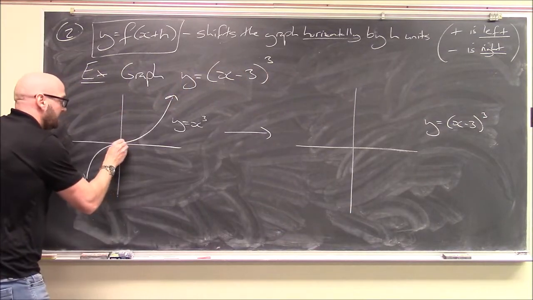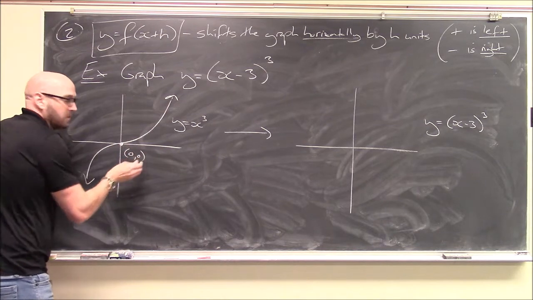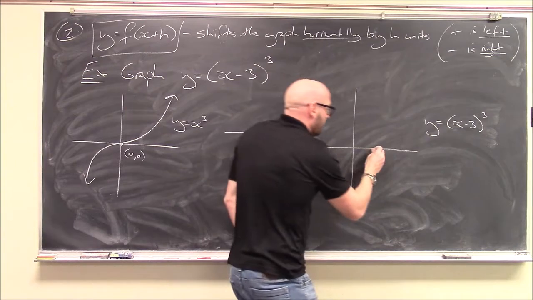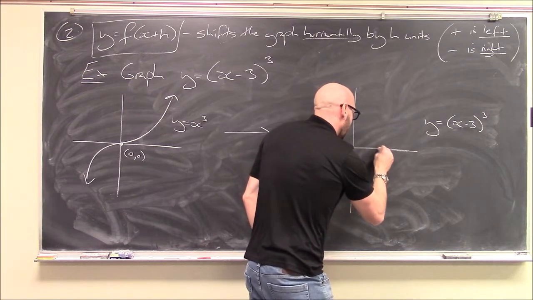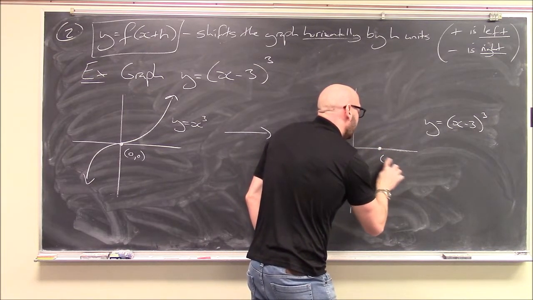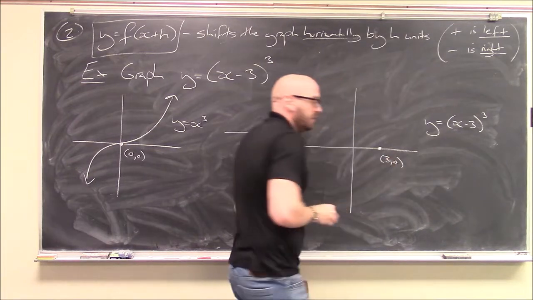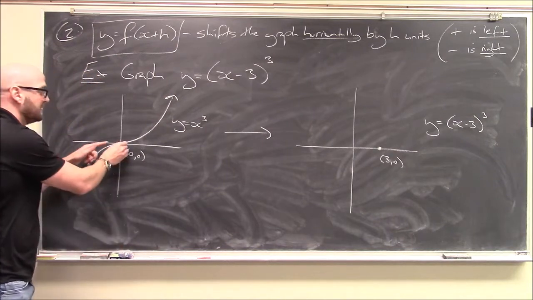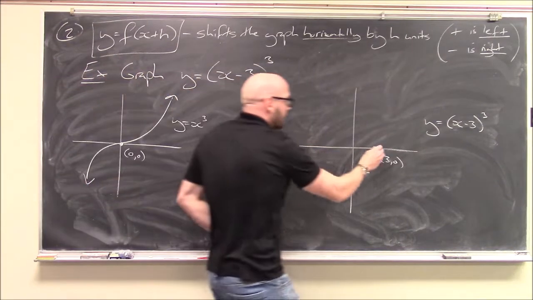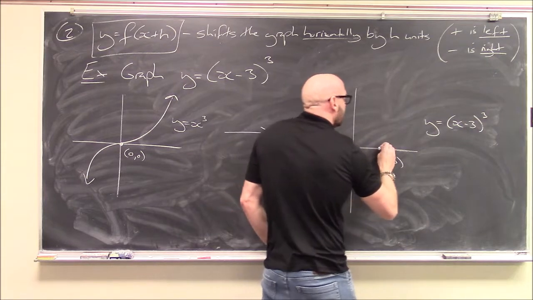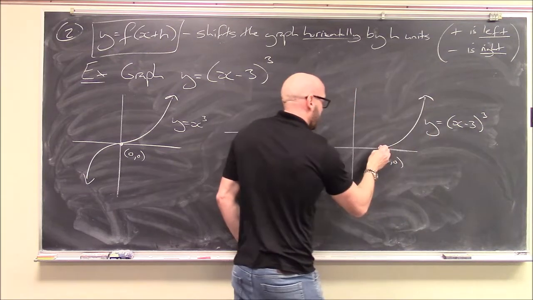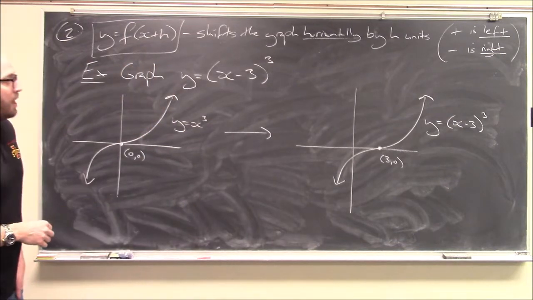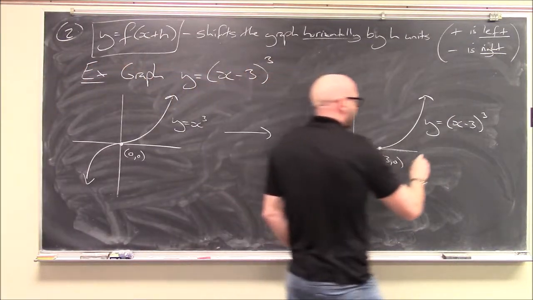So once again, I'm going to start with the origin here. I know it passes through the origin at 0, 0. So if I shift this to the right 3 units, this origin is going to go to 3, 0. And now I just have to draw the exact same shape, the exact same picture, but with my origin shifted. So this graph should look like this. So it's a rightward shift 3 units.